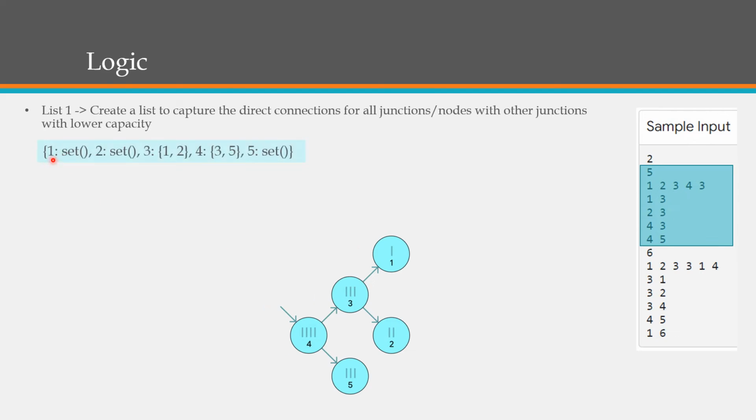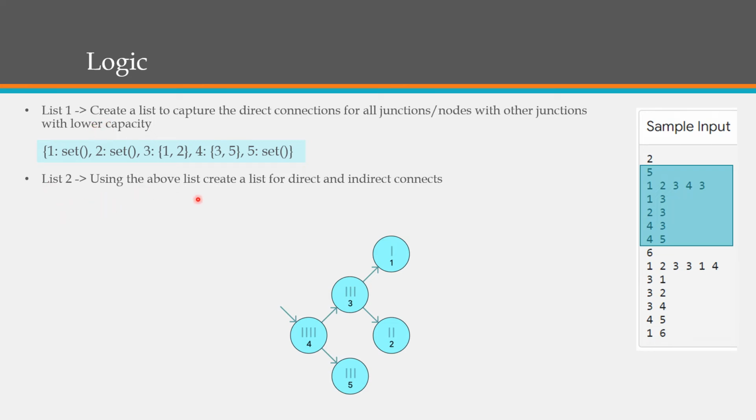And from 1 we cannot give power to 3, and there are no other junctions next to it, so it's a blank set. And from 2 also we cannot give power to 3, so it again is a blank set. From 3, however, we can give power to 1 and 2, so we'll save that value, and we are saying only the direct connections. And from 4 we can give power to 3 and 5, and from 5 we cannot give power to anyone, again a blank set.